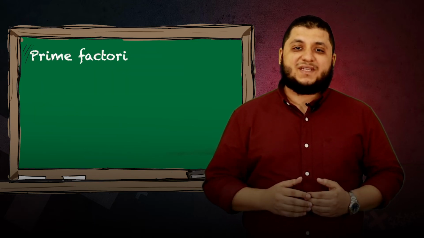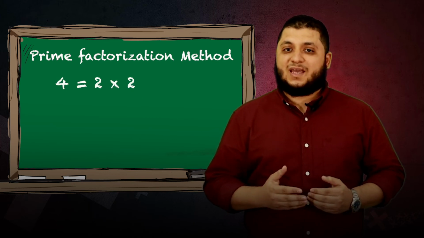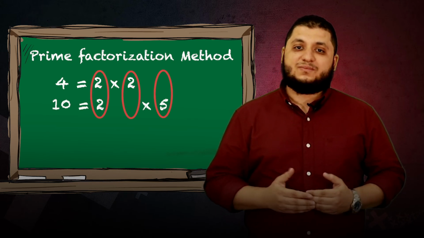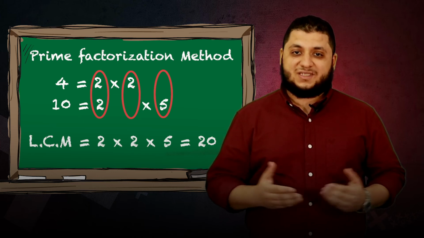Also, we can solve this example using prime factorization. 4 can be written as 2 times 2. 10 can be written as 2 times 5. Now, take one factor from each column. So, the least common multiple equals 2 times 2 times 5, which is 20.